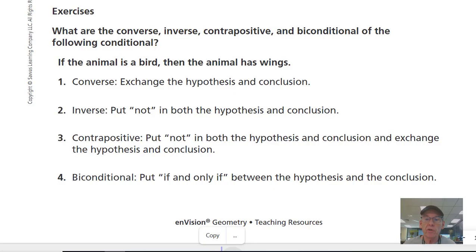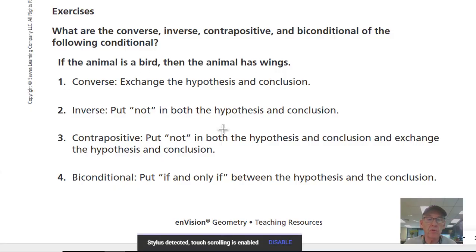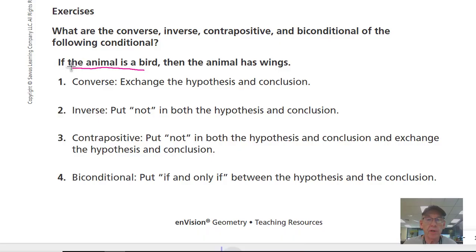What are the converse, inverse, contrapositive, and biconditional of the following conditional statement? If the animal is a bird, then the animal has wings. The best way to do this is to take the hypothesis part, put a single underline, take the conclusion part, and double underline it. This is our Q. This is our P. We want the converse, exchange the hypothesis and conclusion. So if Q, then P is the converse form.